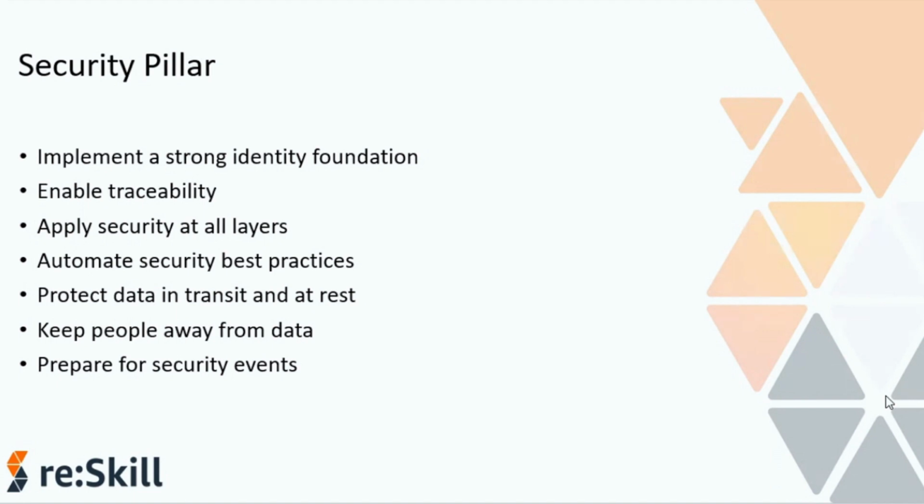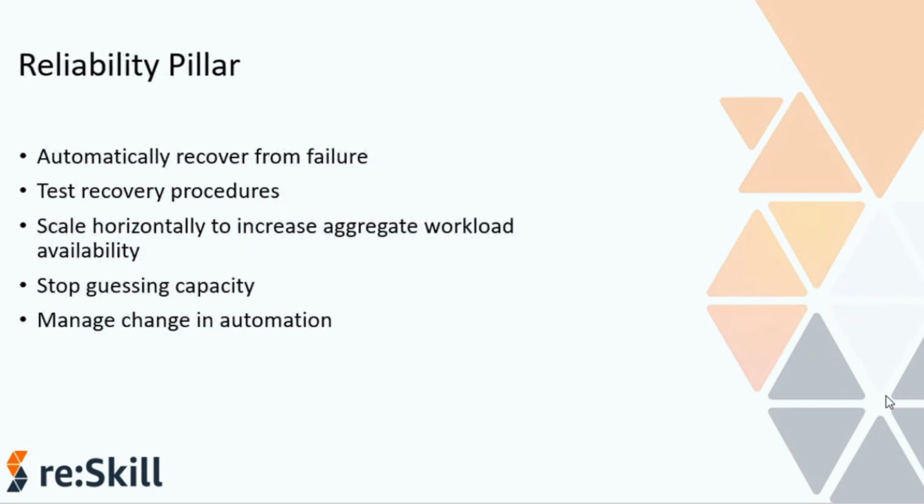So these are some of the key design principles of the security pillar, with the help of which you can design your architecture in such a way that it can be secure to run on AWS cloud. Moving ahead to the reliability pillar. Reliability is again an important pillar which helps you in designing your architecture in such a way that it should be reliable on AWS cloud.